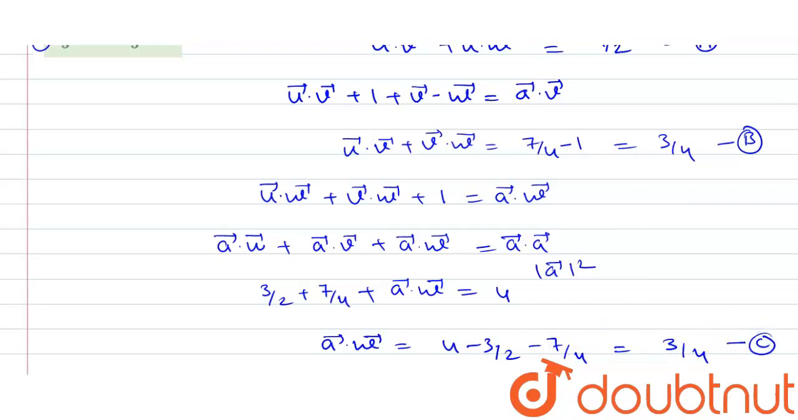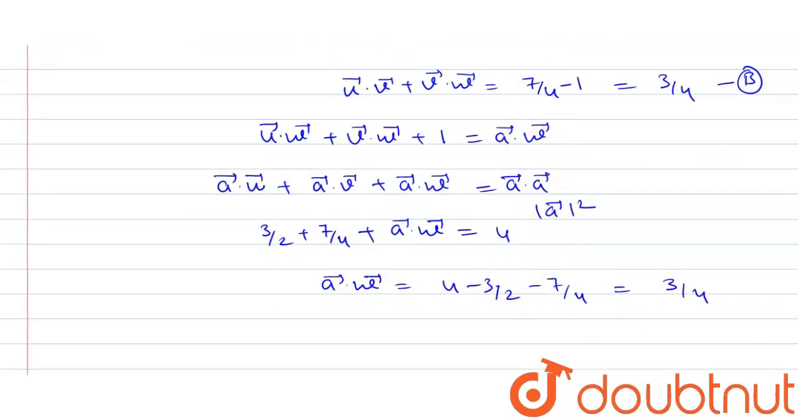Now put a vector dot w vector value in this equation, okay, here. So you will get u vector dot w vector plus v vector dot w vector will be equal to minus of 1 by 4. So this is our equation C. Now add equation A, B and C.